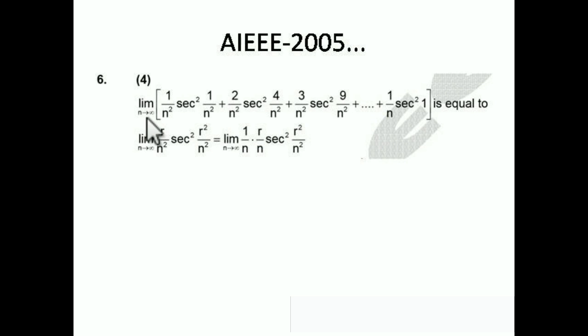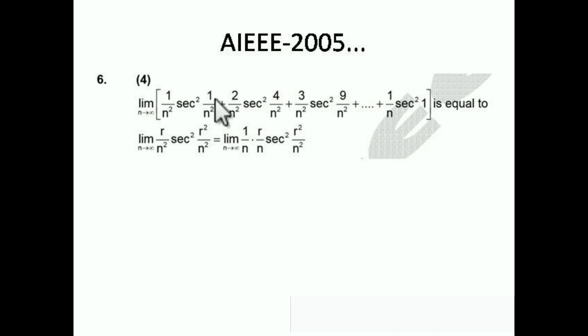Here you can see, here it is 1, here it is 2, here it is 3, here it is 4, up to it's going. So the common form is r by n. You can form a common form, that is limit n tends to infinity, we have these things, 1 upon n square sec square 1 upon n square plus 2 by n square sec square 4 by n square, 3 by n square sec square 9 by n square, up to 1 upon n sec square 1 is equal to, you can write it the same, limit n tends to infinity.